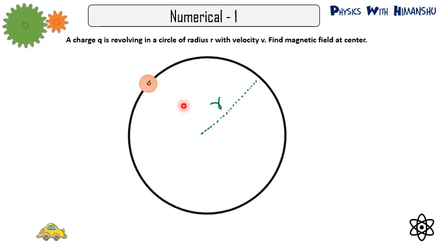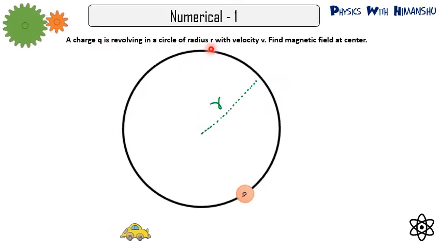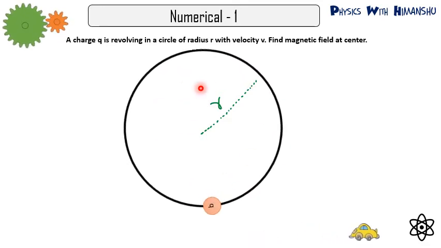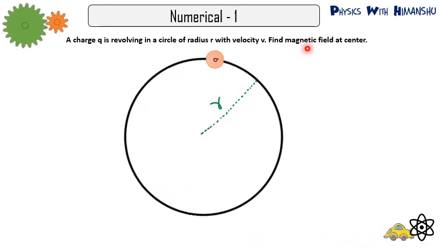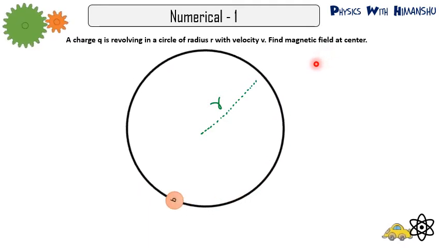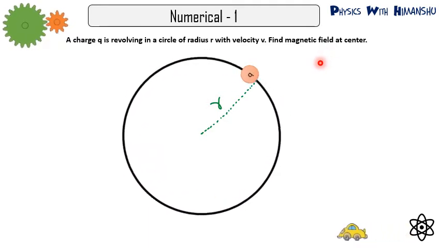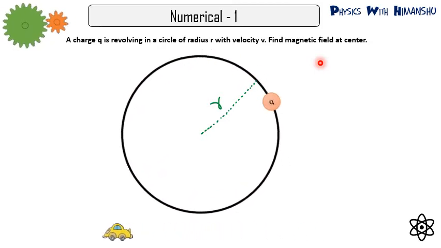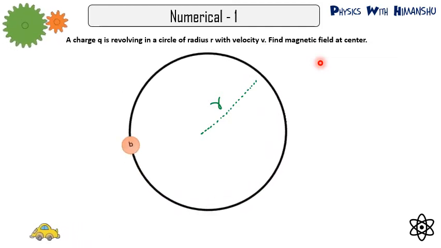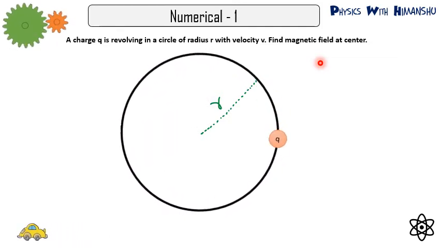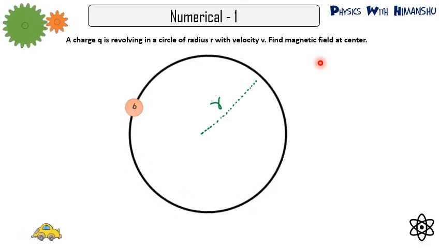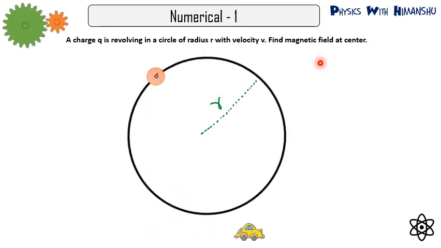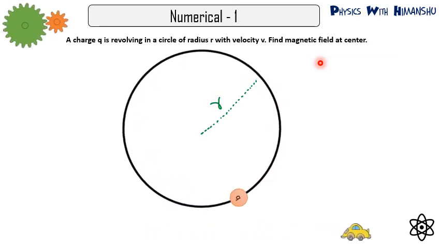Now in this question, a charge q is revolving in a circle of radius r with velocity v. You have to find the magnetic field at the center using Biot-Savart law. Please think how you will solve this question, because the formula for dB is mu naught by 4 pi I dl sin theta by r square. But how will you find all the parameters like I, dl, theta, r? All these are unknown, but you have to apply your mind to solve this question. Please solve as much as you can and send it to me. Then I'll help you out.